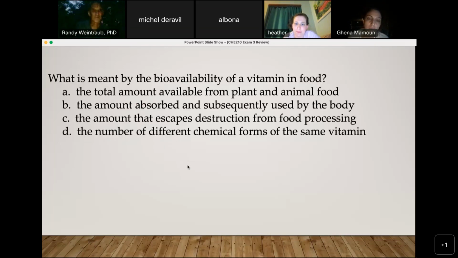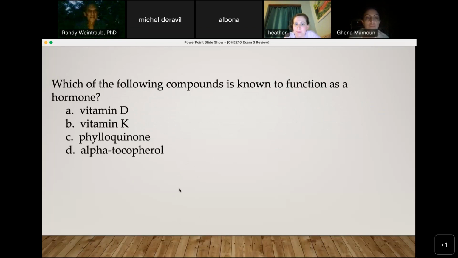What's meant by bioavailability of a vitamin in food? Is it B? Yes, that's right. The amount absorbed and subsequently used by the body. So that's this bioavailability term. Which vitamin is known to function as a hormone? Vitamin D. Right, good. So K is clotting, alpha tocopherol, that's the precursor for vitamin E.